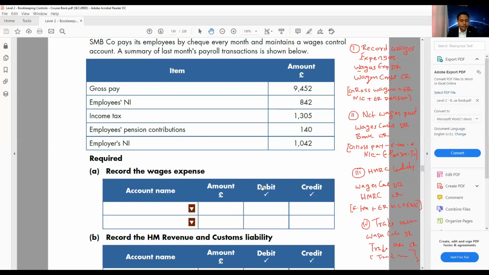Now let's see the requirement. The first requirement here, they said, record the wages expense. Now this is the first journal, isn't it? We need to make the journal and record the figure, how much will be the amount. Can everyone do it together? Let's try to do that. If you do it with me now, you don't have to do it later.